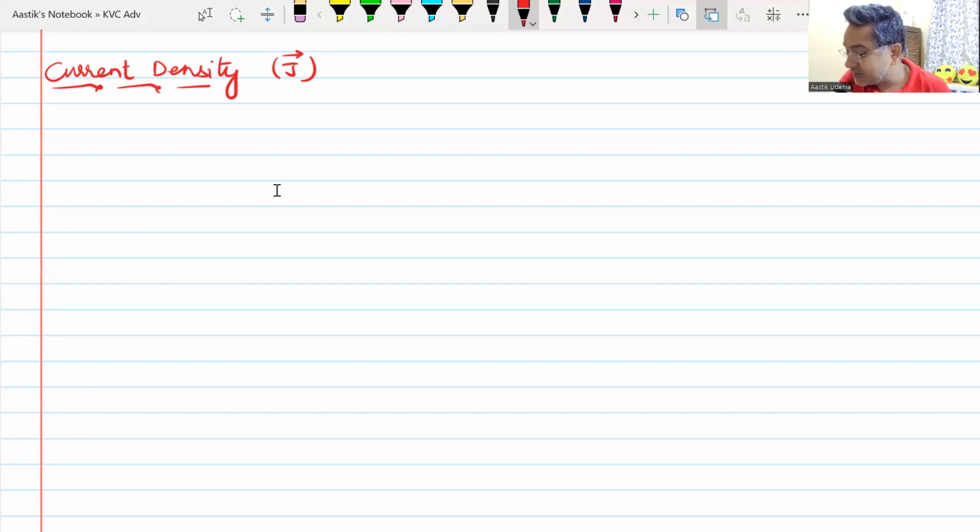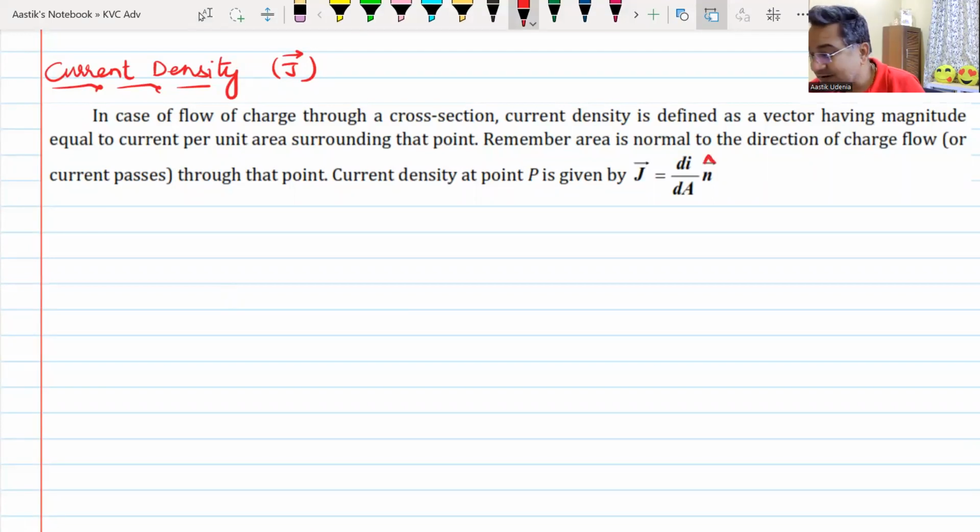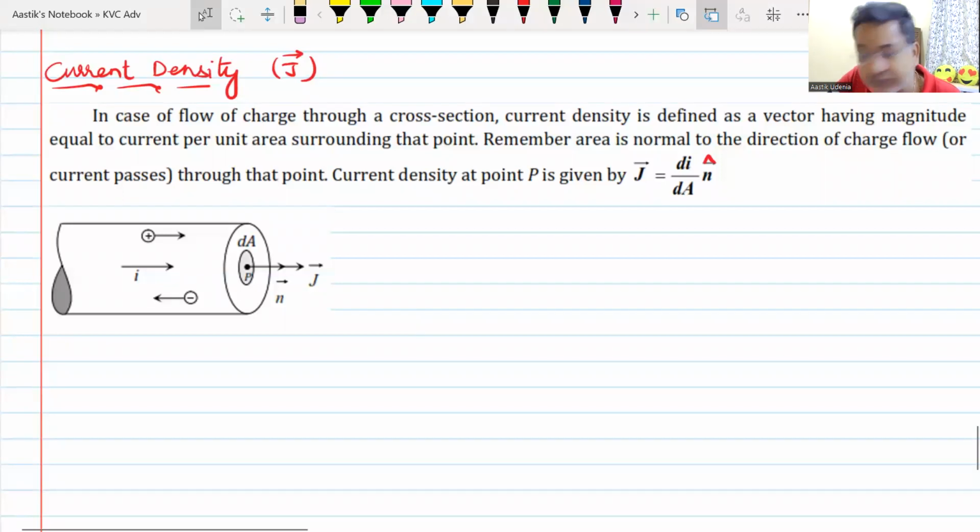in a direction which is perpendicular to the area, because this current density is a vector quantity. So current density is dI by dA into n unit vector, where n unit vector is perpendicular to the area, or this is the direction of the area vector. Do we remember this area vector's direction? Yes, sir.